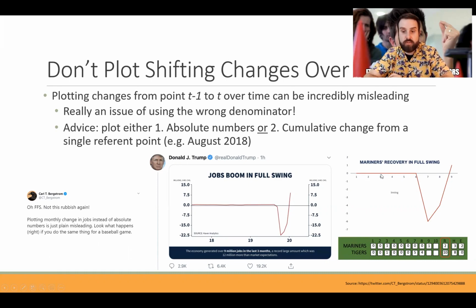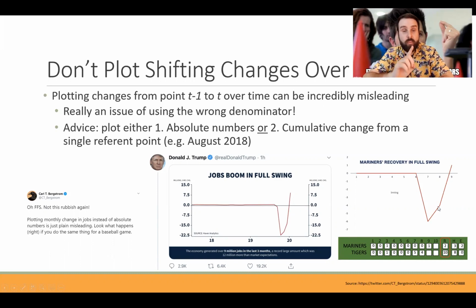From inning 2 to inning 3, no change. They both scored 1 run, so this stays at 0. From 3 to 4, there was no change. From 4 to 5, from 5 to 6, no change. From 6 to 7, the Mariners went down by 5 runs. In the 8th inning, they went down by another 4 runs.